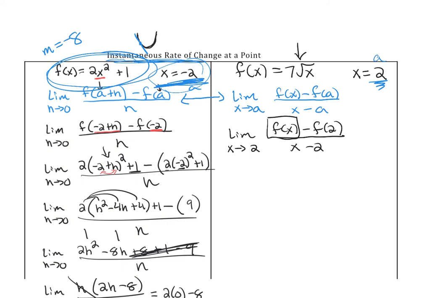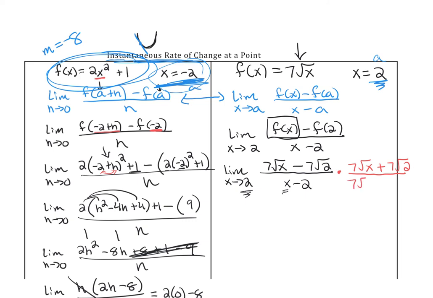So f of x means I'm just going to put in the whole function. So limit as x approaches 2 of the function 7 square root of x minus, let's see, plug in 2, I'll have 7 square root of 2 all over x minus 2. I can't plug in 2 for x because I'll have 0 in the denominator. But I can simplify this. I've got square roots, so I can multiply by conjugates. So 7 square root x plus 7 square root 2.